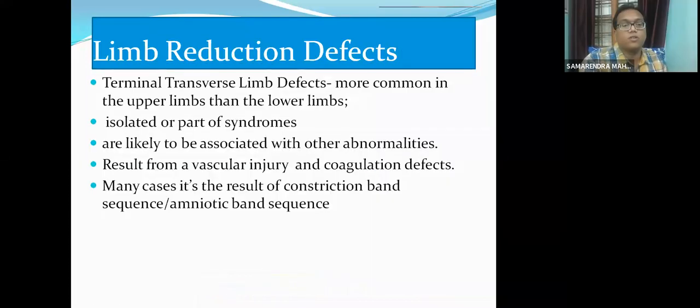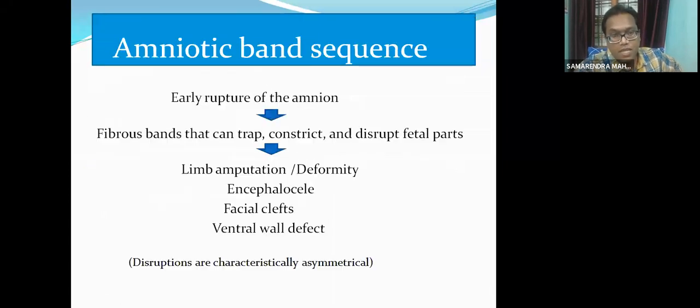Now coming to limb reduction defect. It is a terminal transverse limb defect, more common in the upper limb than the lower limbs. It may be isolated or part of a syndrome and is likely to be associated with other abnormalities, resulting from avascular injury or coagulation defect. Many cases are caused by the constriction band sequence, or the so-called amniotic band sequence.